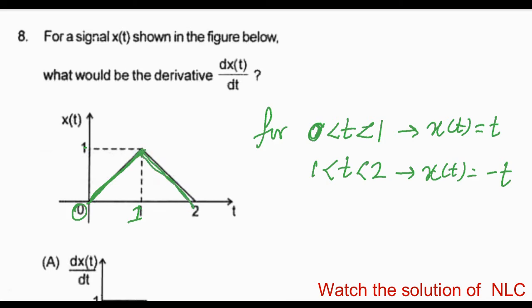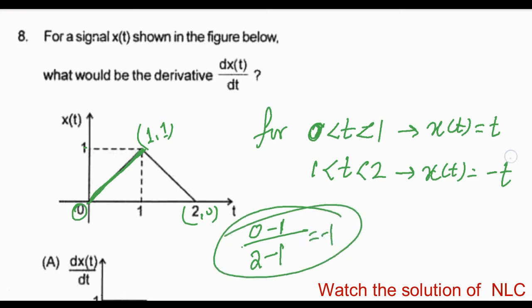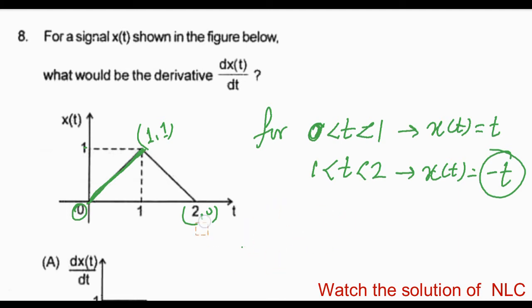How am I getting the slope as minus 1? Here one point is (2, 0), and the other point is (1, 1), so this will be 0 minus 1, (y2 minus y1) by (x2 minus x1). So this will be minus 1. So here the slope is minus t. Now here I am defining the function.